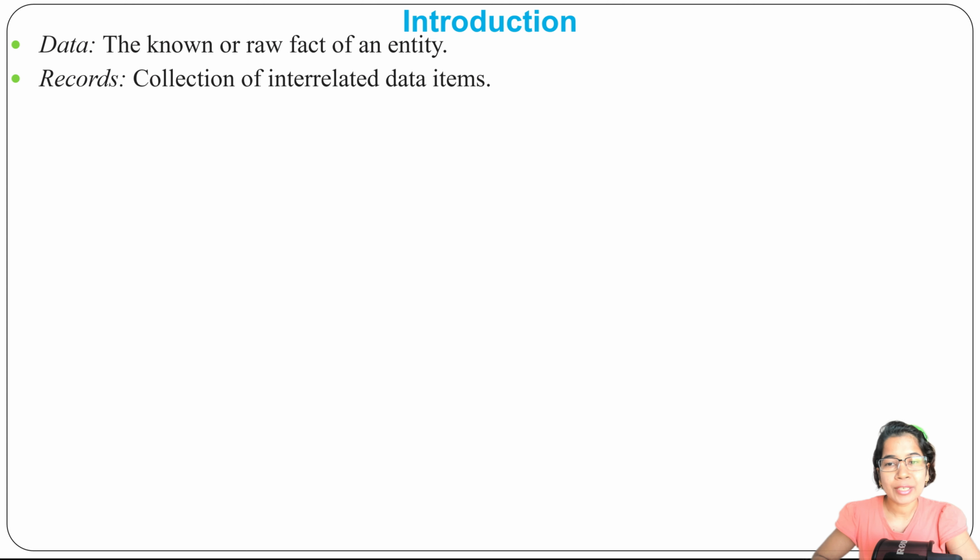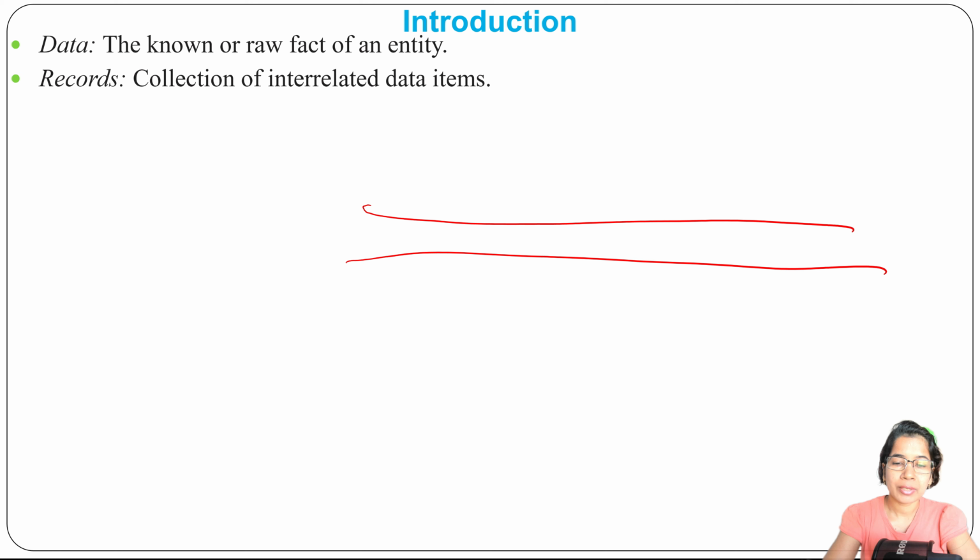Now what is data? Data is a raw fact or figure. We can say the known raw fact of an entity is called as data. Next, record. Collection of interrelated data called as record. Suppose for a person, its name, its salary, its ID, all these are interrelated data. When we are interrelating, that's called as a record. Or simply you can say record is a row, where for a person X we are keeping all the information.